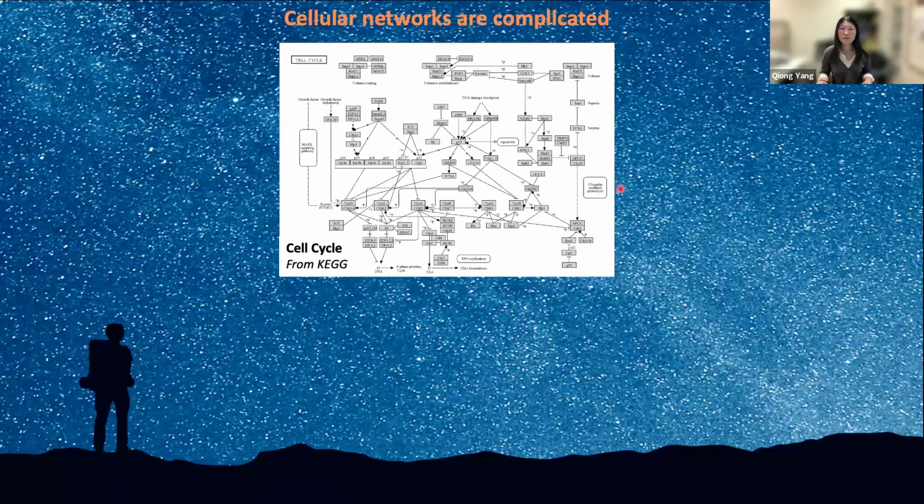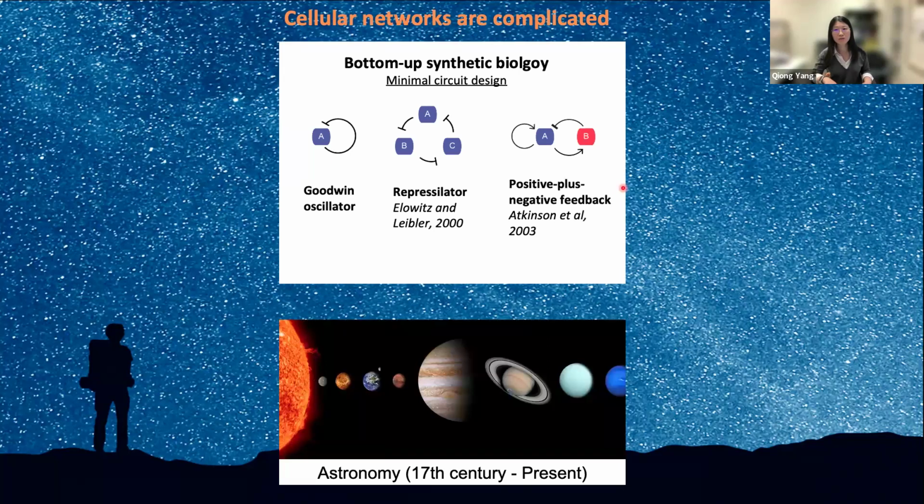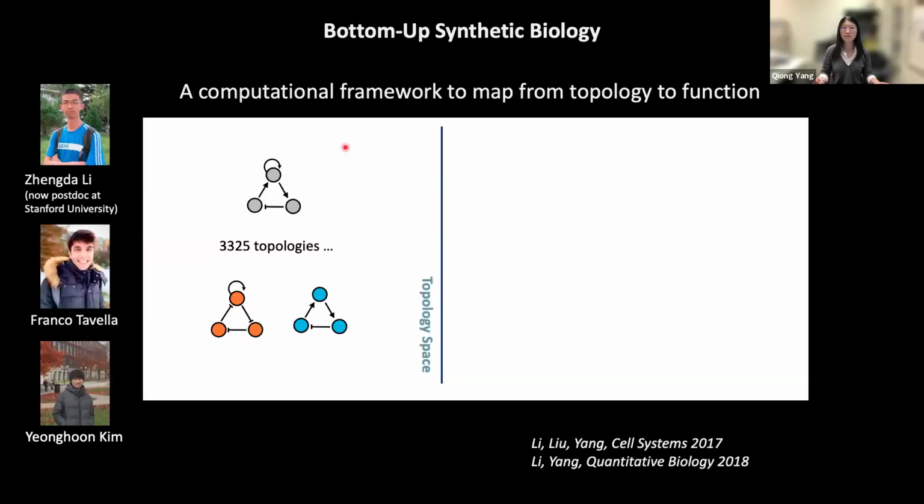We were wondering instead, can we apply bottom-up synthetic biology by asking, can we design a minimum oscillator? And by understanding these minimum designs, can we gain insights into the more complicated system? So we apply this synthetic biology in both computational and experimental systems. So computationally, we develop this framework. Instead of looking at one or two specific topologies, we look at the whole topology space. And in this case, it's a 3-node network where each node can be a protein or a gene that interact with each other with positive and negative interactions.